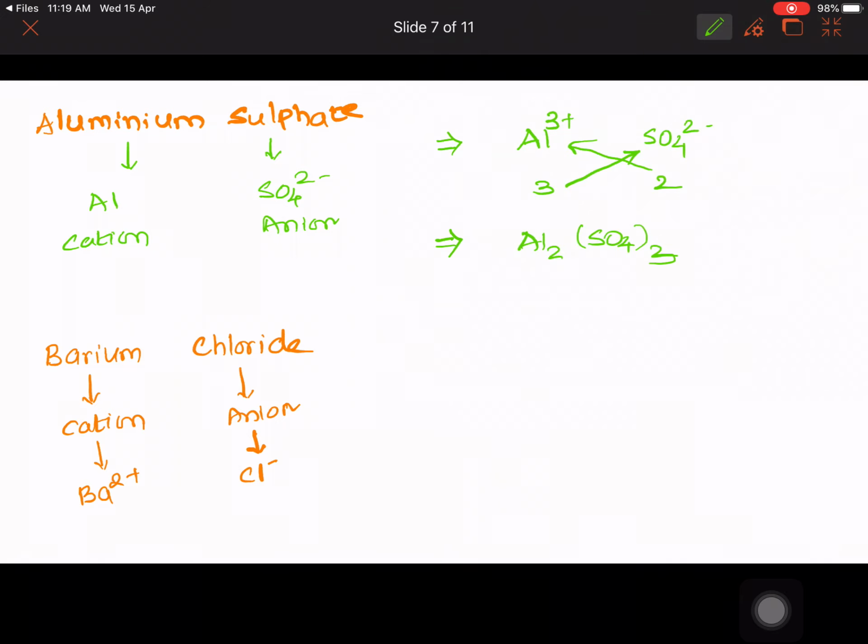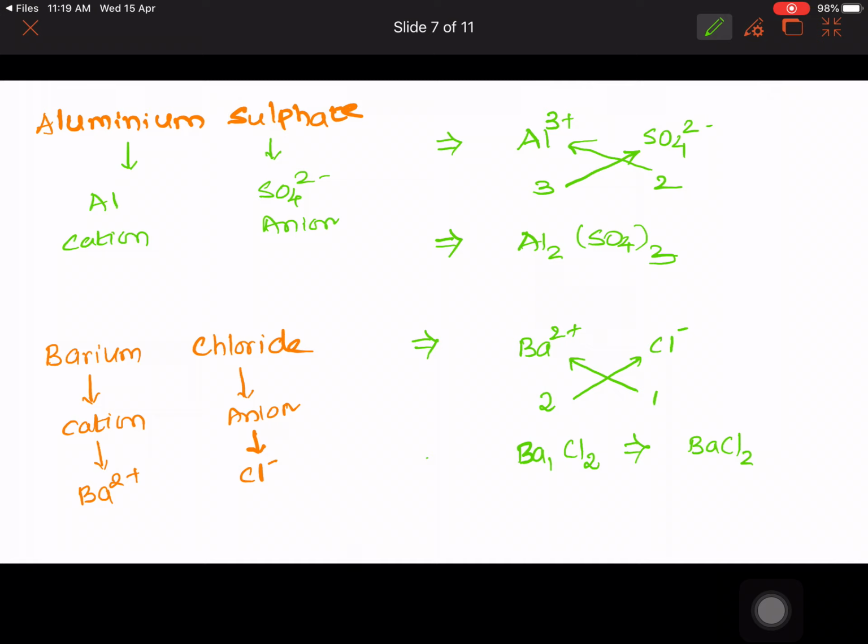So to write the formula of barium chloride, we use the same procedure; there is no other procedure available. Ba2+ and Cl-, where the charge is 2 and 1, writing only the magnitude without the sign. So barium is multiplied with 1, chlorine is multiplied with 2. The formula of barium chloride is BaCl2.